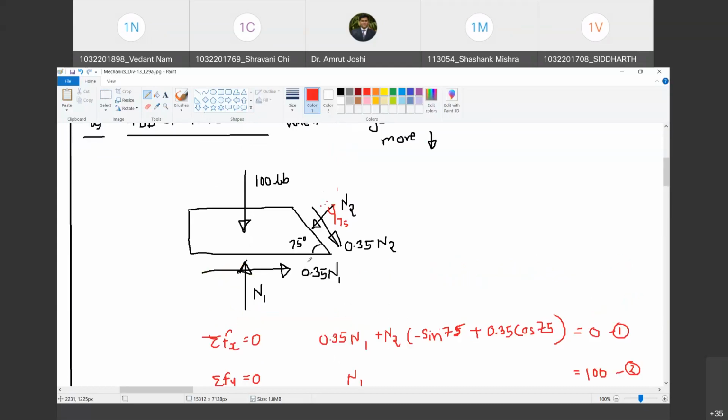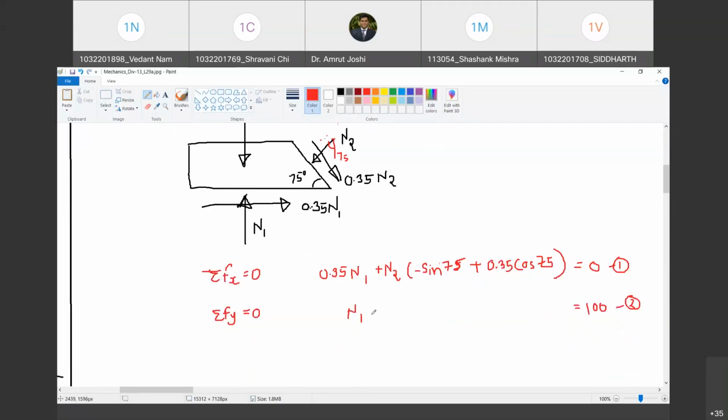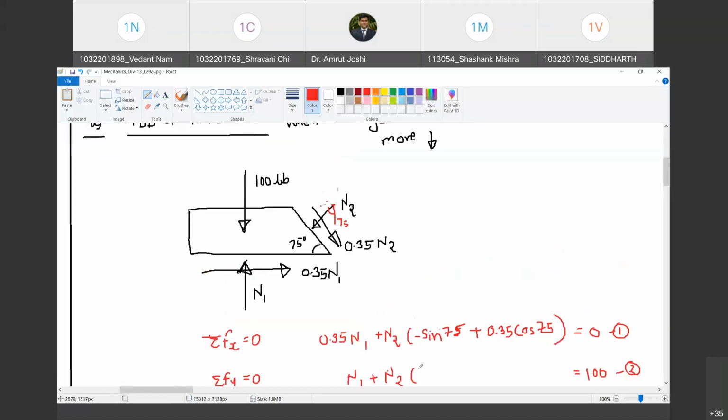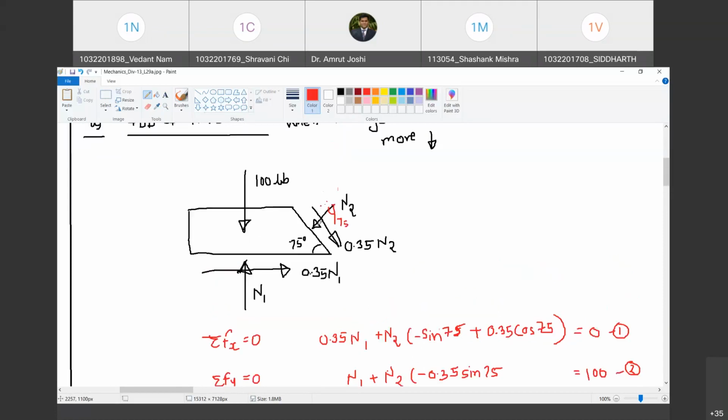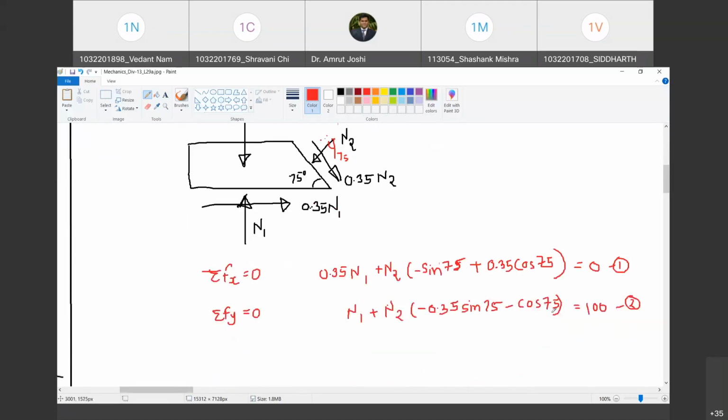Then minus 0.35 N2 sin 75, and minus N2 cos 75. So N2 is taken common outside the bracket, with minus cos 75. This is the second equation. Can you solve these two equations simultaneously and tell me the answer? Others, please solve along with me.